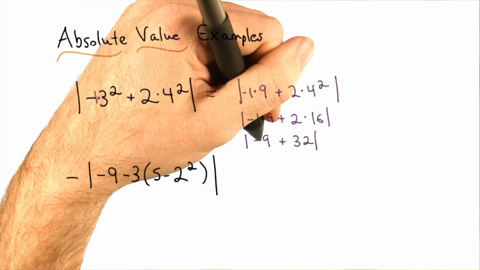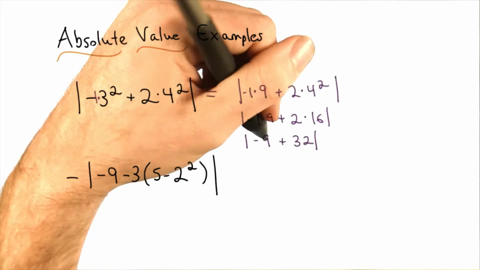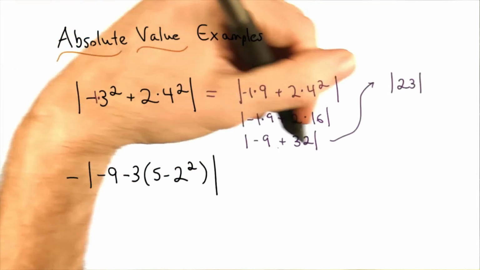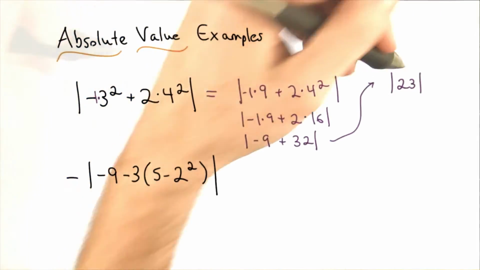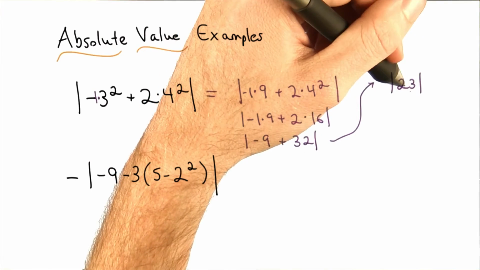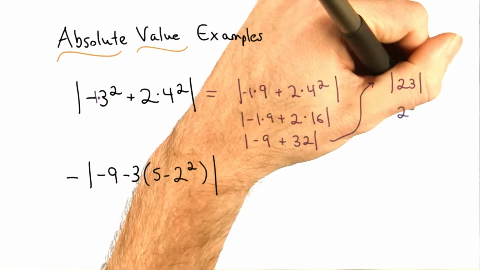I'm going to add 32 and negative 9, or 32 minus 9, and I get the absolute value of 23. The absolute value, or the distance of 23 from 0, is 23.